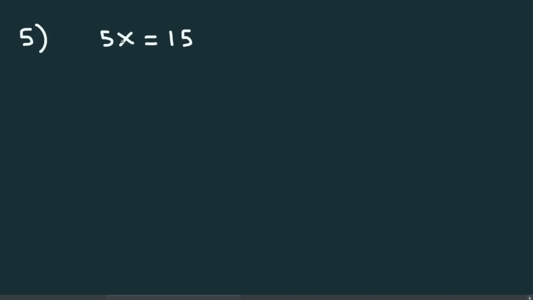Example 5, I have 5x equals 15. There is no sign between 5 and x, which means it's a multiplication. So it's like 5 times x equals 15. So here, in order to find the value of x, I need to divide both sides by 5. Because now 5 divided by 5 is 1. So 1 times x is just x. And on the right-hand side, 15 divided by 5 is 3.